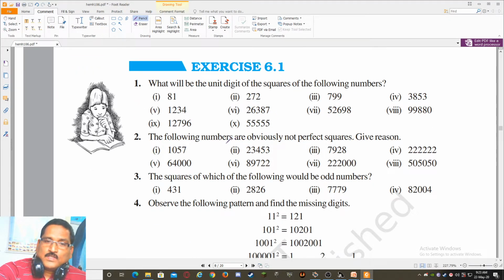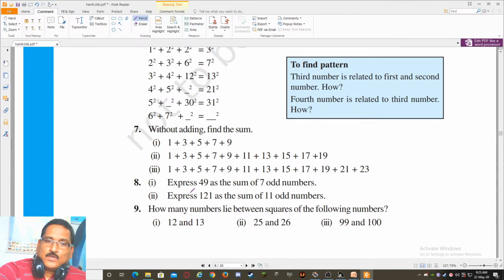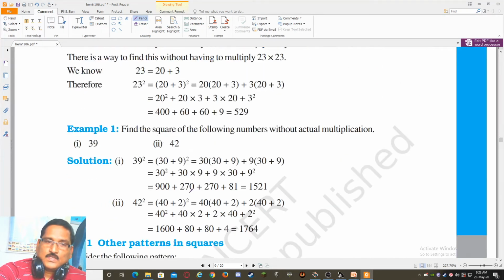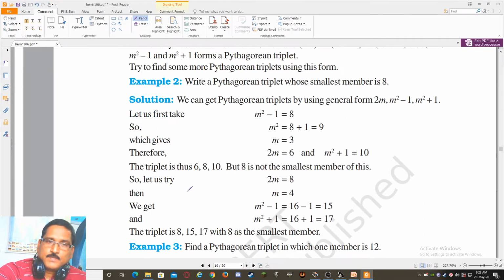The following numbers are obviously not perfect squares. Give reason. Same 2378. Wherever 2378 is there, that number will not be a perfect square number. These are some of the patterns you have. It is given. Okay, I have explained in my previous class also. Nothing more is there.